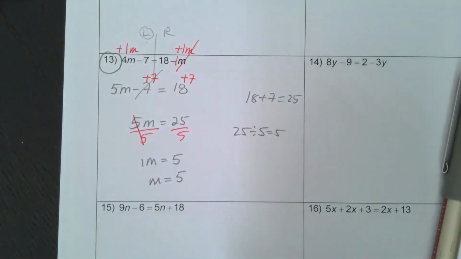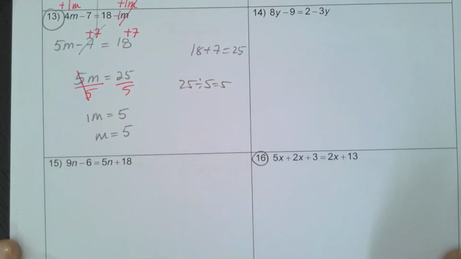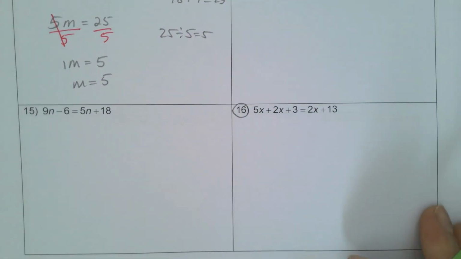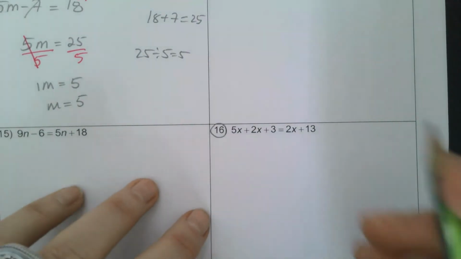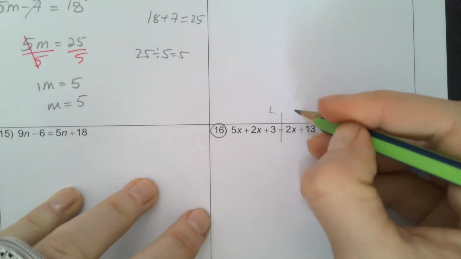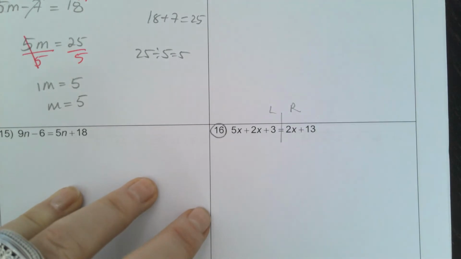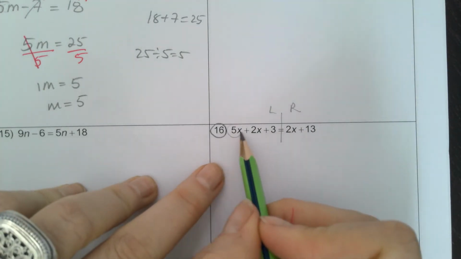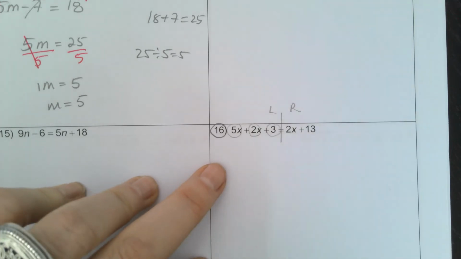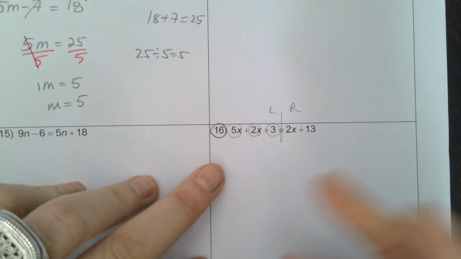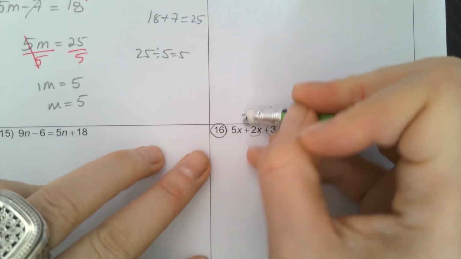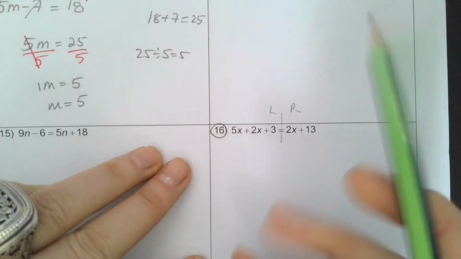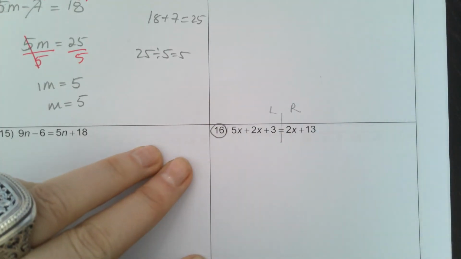Let's do 16. So we cut it at the equal sign to make the left side and the right side. There's a lot of terms on the left side. 1, 2, 3 terms on the left side. So let's see, can we make it more simple on the left? Are there any like terms that we can add together?